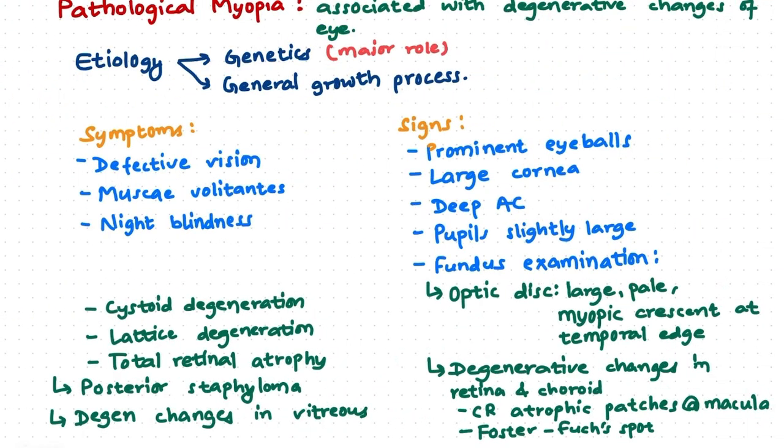Now coming to pathological myopia, it is associated with degenerative changes of eye. Its etiology: genetics plays the major role in pathological myopia. When both the parents of the child are myopic, then there is increased chance of having myopia in that child, and it can be because of general growth process as well.